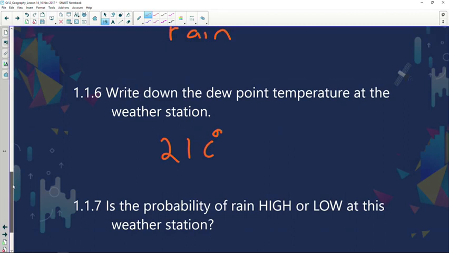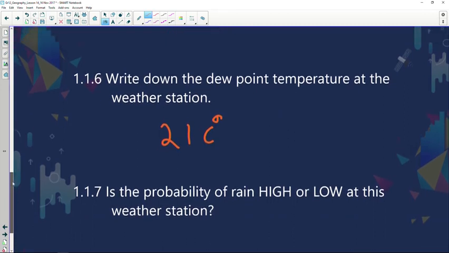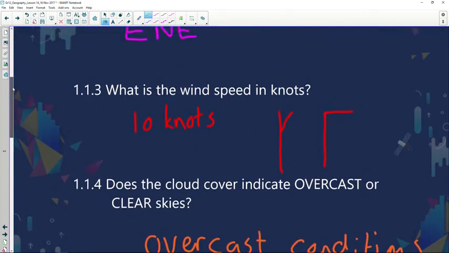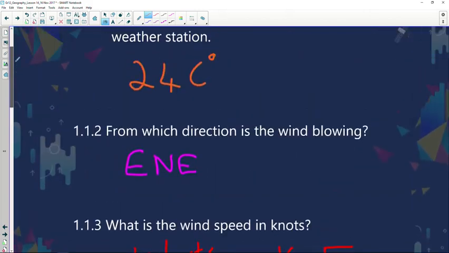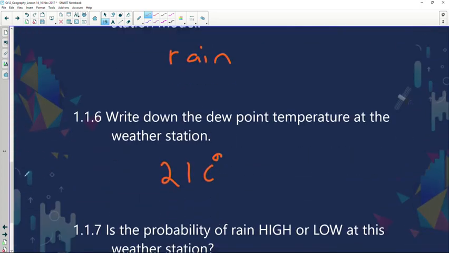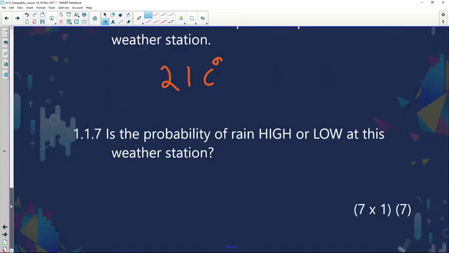Now, is the probability of rain high or low at this weather station model? If you quickly look at the answers, first of all, the temperature is 24 degrees Celsius, the dew point temperature is 21, the precipitation that's been measured over there is rain, and if you look at the cloud conditions, overcast. So your answer, what's the probability of rain? It's definitely going to be high. So that was your first question in question 1.